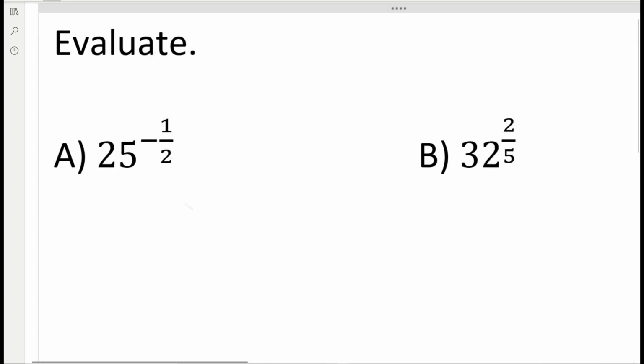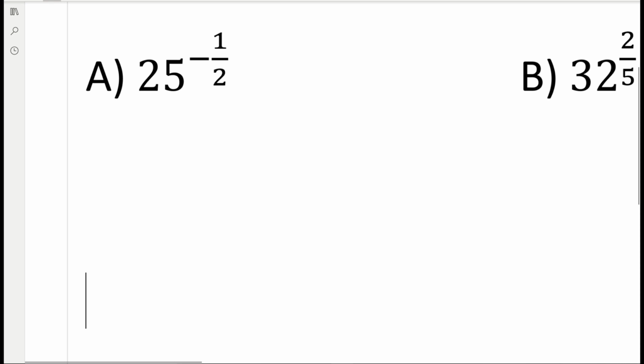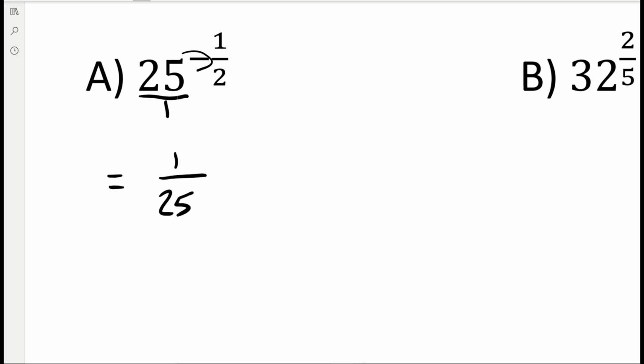All right, so we got a negative exponent here, which means we flip and forget. So this is going to be 25 over 1. So I'm going to flip that as 1 over 25, and then I'm going to forget the sign. So now it's going to be 1/2.